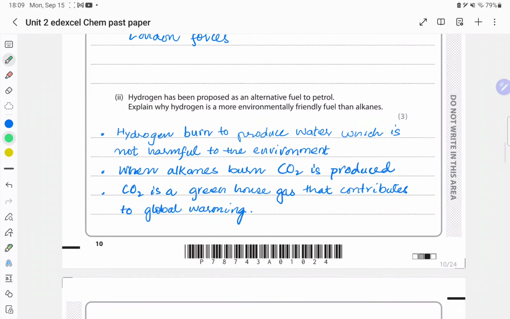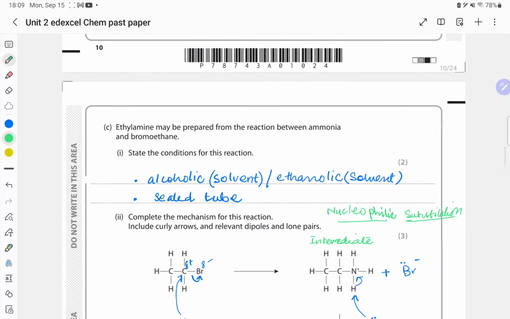Hydrogen has been proposed as an alternative fuel to petrol. Explain why hydrogen is more environmentally friendly than alkanes. So you have to give a comparison between these two, why hydrogen is used instead of alkanes. Obviously it's 3 marks, so you have to give 3 points. Hydrogen burns to produce water, which is not harmful to the environment. Then you compare: when alkanes burn, carbon dioxide is produced, and carbon dioxide is a greenhouse gas that contributes to global warming. So basically you have given 3 points. This was an easy question.